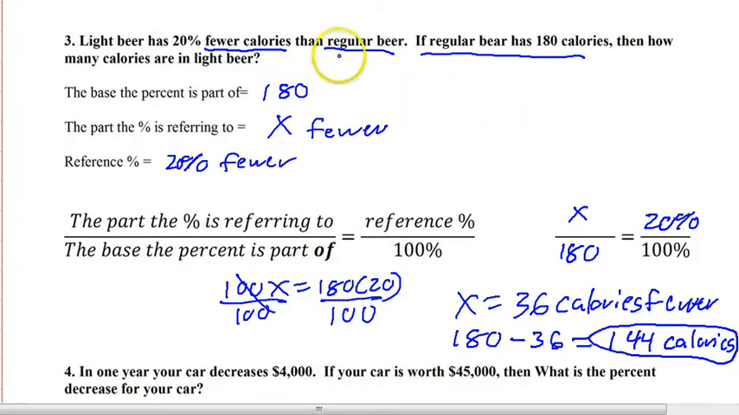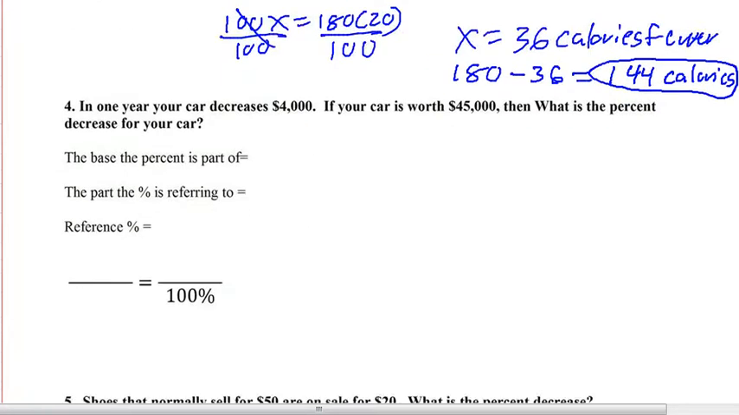But the main thing with these problems is to always just put the percent and then write the word that the percent represents and put that same word on the part. That way we know exactly what our answer is. It tells us the amount that is fewer. All right.